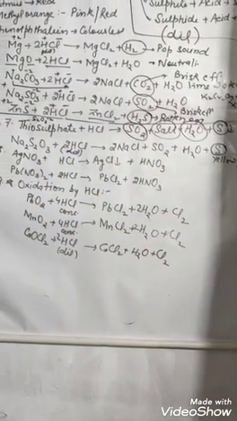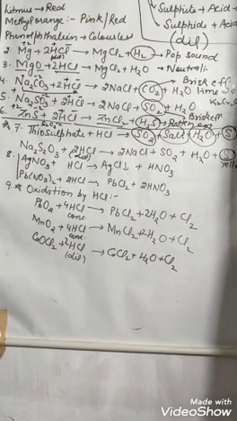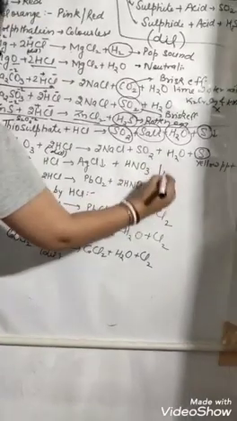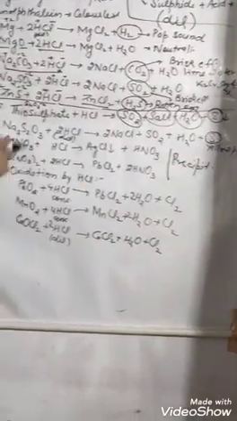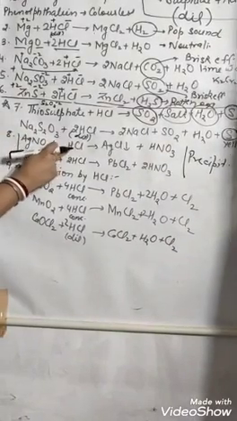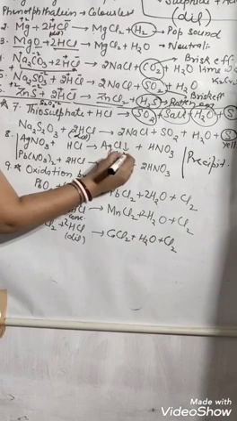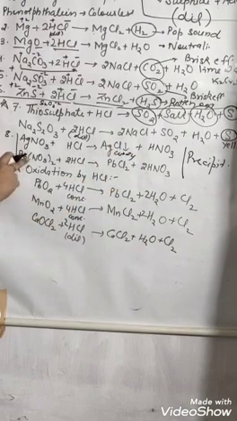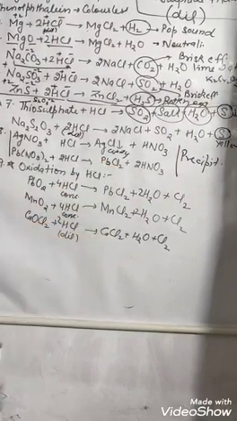Alright. Next, these two reactions you are very much able to understand. These are precipitation reactions, meaning they are forming a precipitate. Silver nitrate reacts with HCl, it is going to form AgCl and HNO3. It forms a curdy white precipitate. Lead nitrate reacts with HCl, it is forming PbCl2, right?